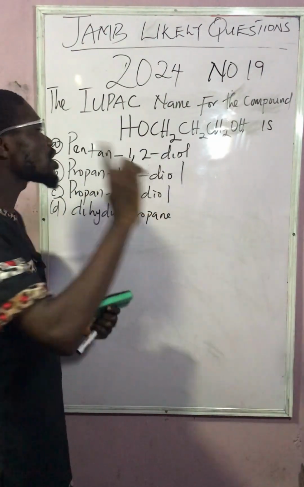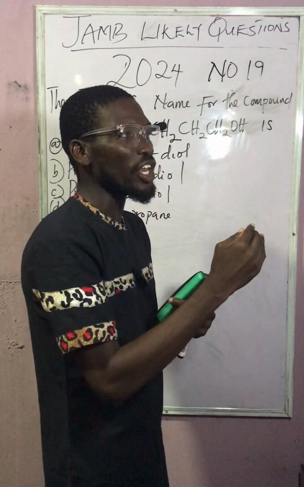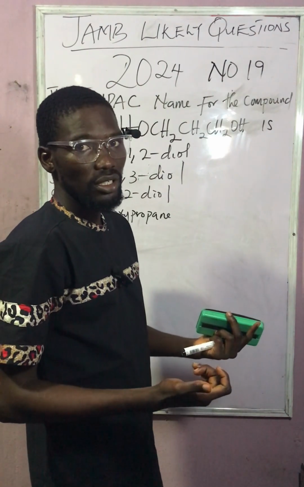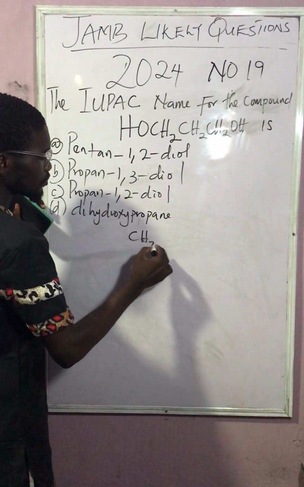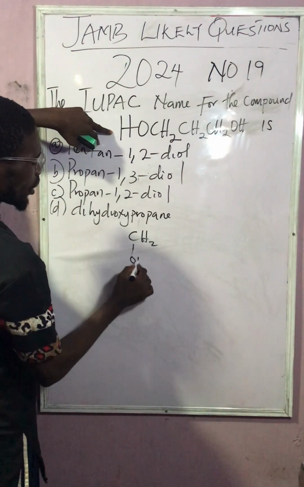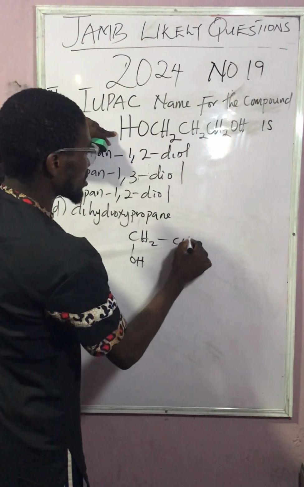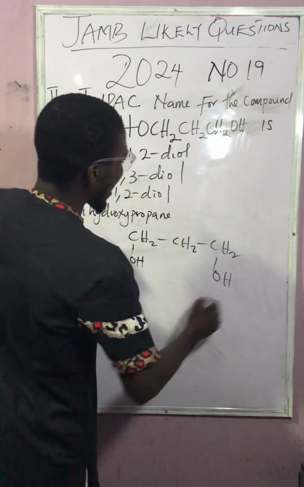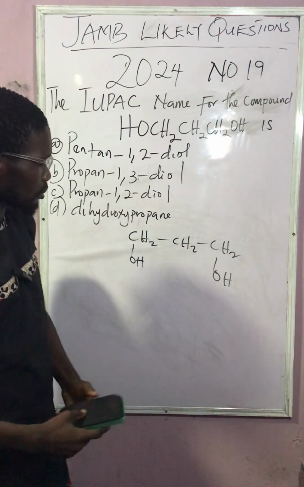So guys, the first thing you need to do when it comes to IUPAC nomenclature, before you tackle any question, is to write the compound. By doing so, we have CH2. What do we have here? We have this OH. This is the functional group of alcohol. The next one is CH2, and the last one is CH2, and we have OH here. So guys, how do you name this kind of compound?